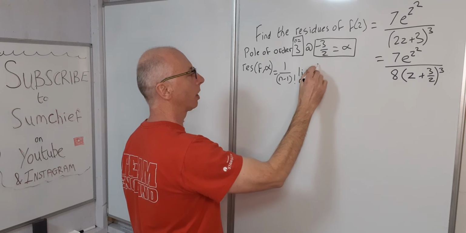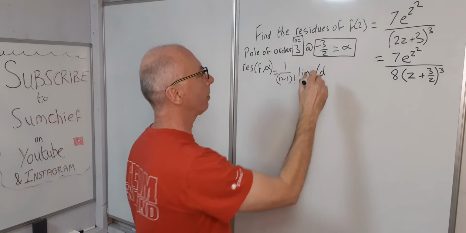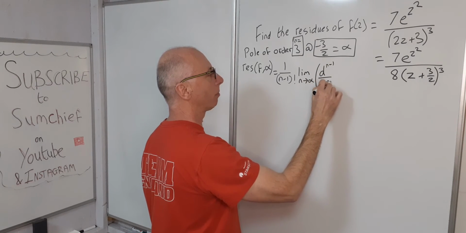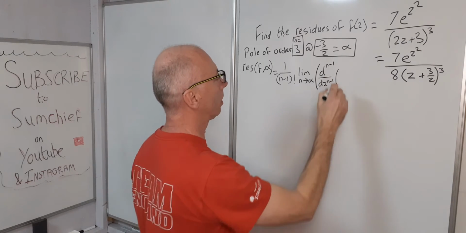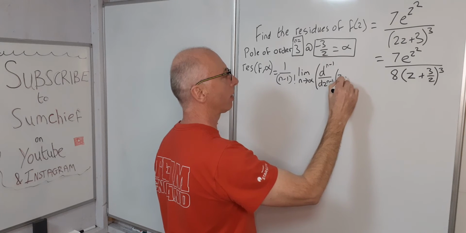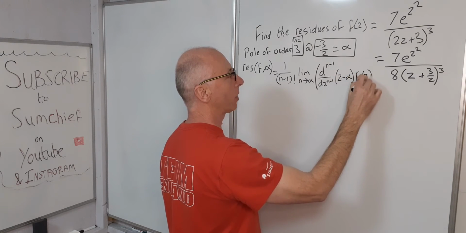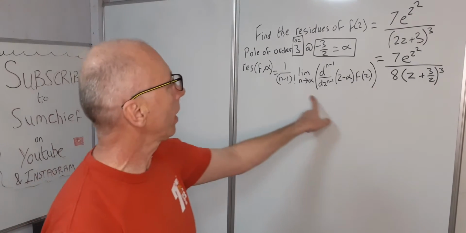i.e. minus 3 over 2. Open that up, and then we want the (n minus 1)th derivative, so d to the n minus 1 over dz to the n minus 1, of the pole factor (z minus alpha) to the n, multiplied by f of z, what's left after we've taken that out. Okay, so that's our formula.